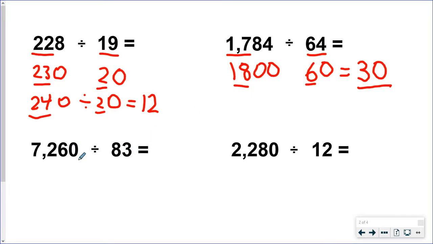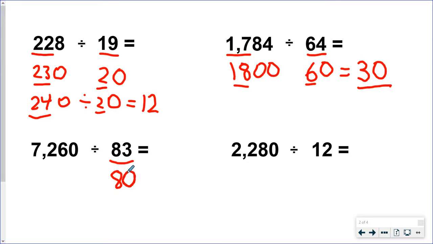Let's do the same thing with this problem down here. I have 7,260. I'm going to divide that by 83. Again, the first thing I want to do is round the 83. Okay. Do you think that's going to round down to 80? Or do you think that's going to round up to 90? I hope you understand that this would actually round down to 80 because this 3 here tells you that the 8 is going to stay the same. So I'm going to round this to 80.